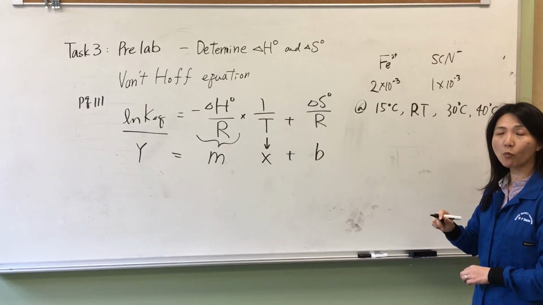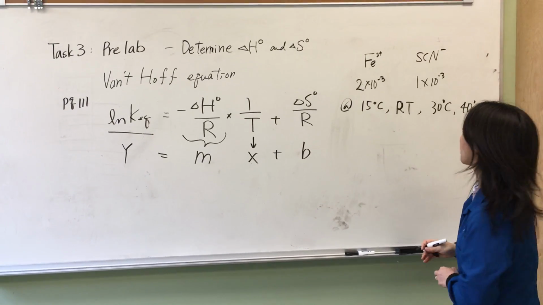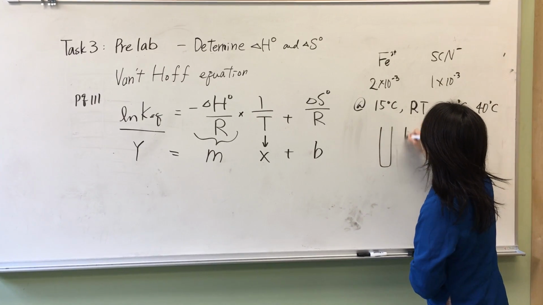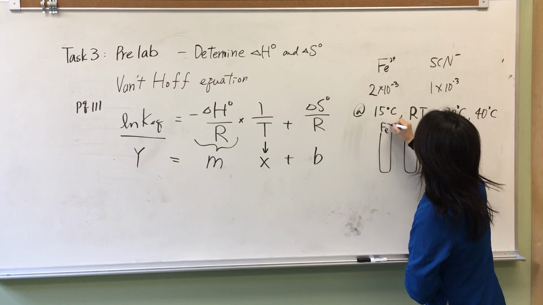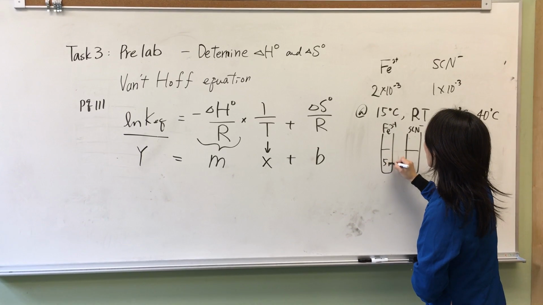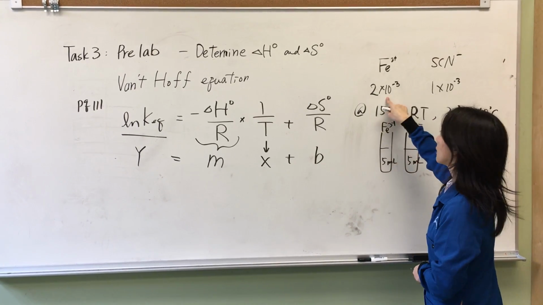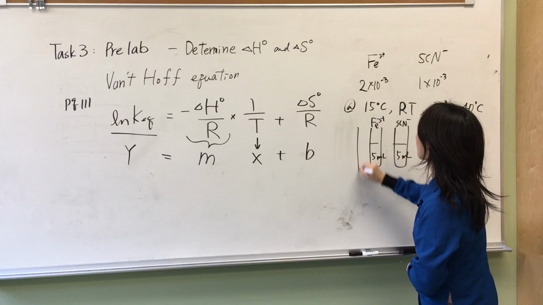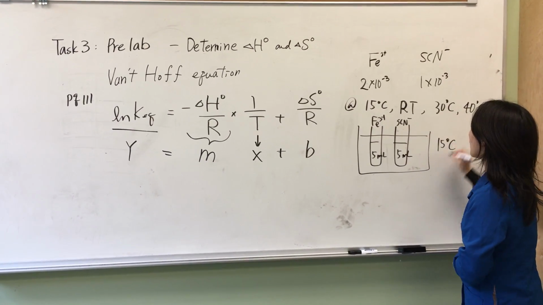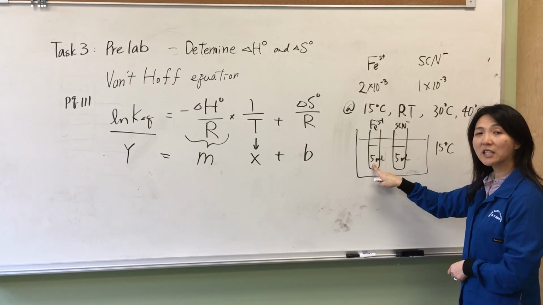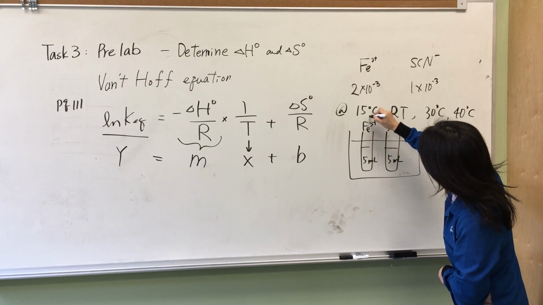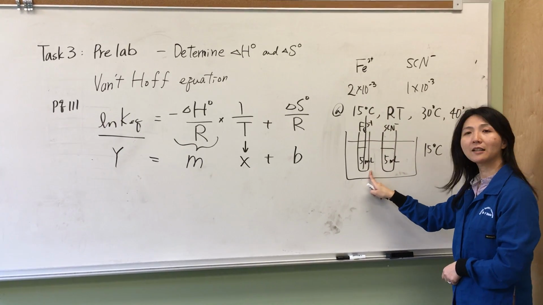The instructor is going to set up the water bath for you, so you don't have to prepare it. Basically, you're going to prepare the iron and the thiocyanate separately in test tubes, 5 ml each at this concentration, and then put them into the water bath until the solutions reach the desired temperature. You need to leave the thermometer inside the test tube.